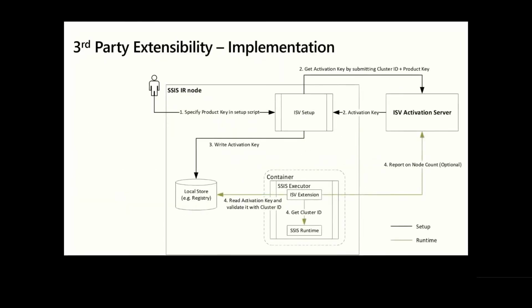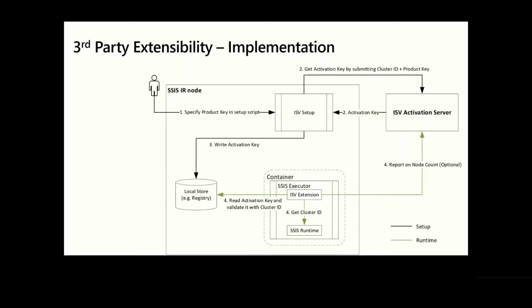Here is a typical implementation of third-party extensibility for SSIS IR. The little guy on the left represents our customer who has paid for a third-party component from our ISV partner and received a custom setup script with product key and associated files to install on his SSIS IR. At setup time, when he provisions his SSIS IR, the custom setup script will run on each node to obtain his SSIS IR cluster ID from Windows environment variable and submit it together with the product key to the ISV's activation server to get an activation key.